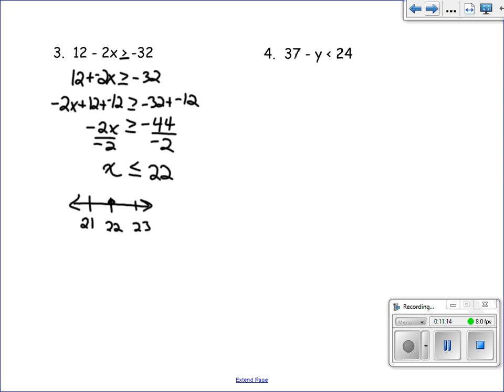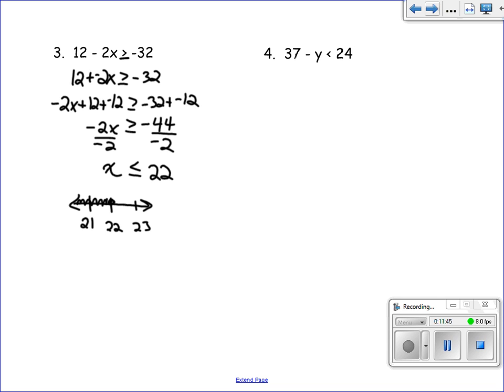Which way do we shade, Logan? To the left, towards 21. Includes all those numbers. Okay, we're a little short on time. What is a value you could pick to test in here? What's a value you could test, Jack? 0. You can test 0 because it's still in the solution set, and it would in fact work. All right? But we're going to speed ahead and look at number 4 quick before we wrap up.